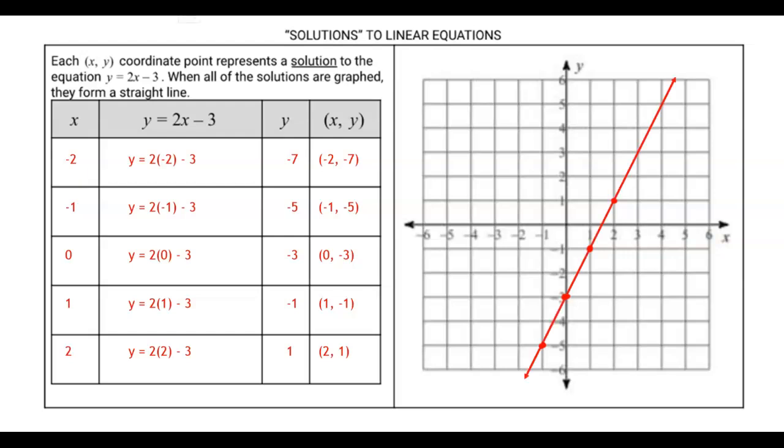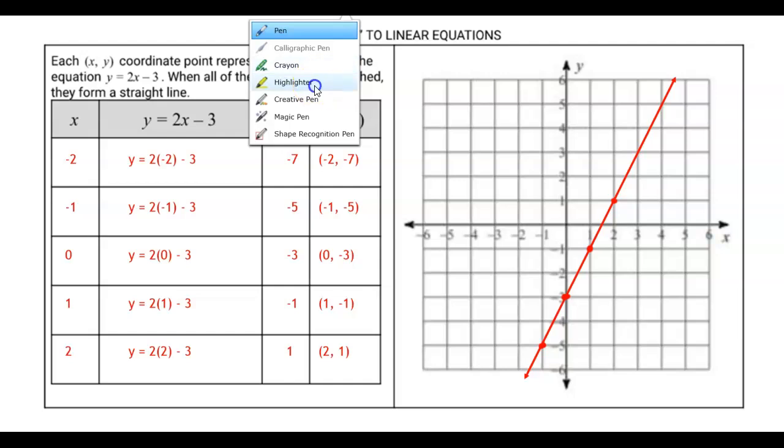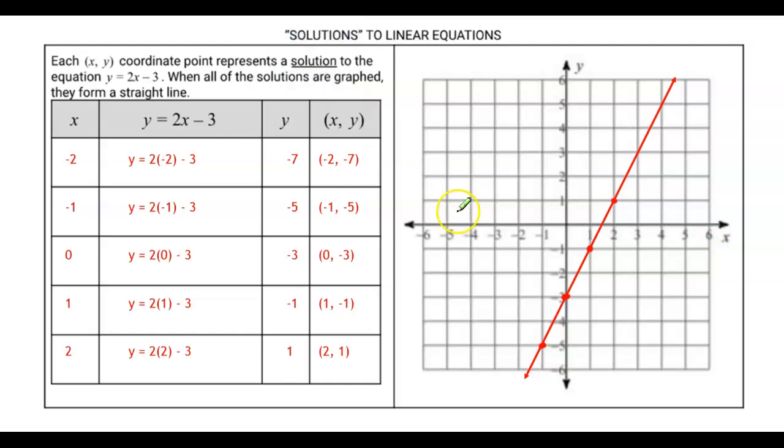Notice right away that one of the key features that I can identify, let's grab a highlighter here, is where this line intersects with the y-axis. That's that point there at -3. So this line is only going to touch the y-axis once. It's only going to intersect the y-axis once. And that point is at -3. That's one of the key features of this graph, where it intersects or intercepts the y-axis. We call this point the y-intercept. Okay, so there's our y-intercept labeled.